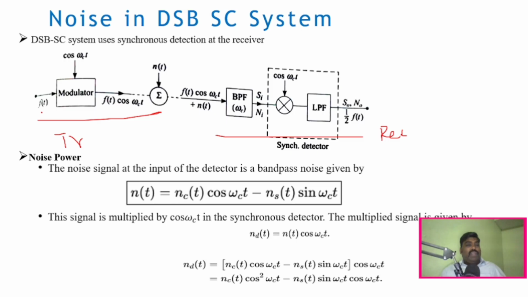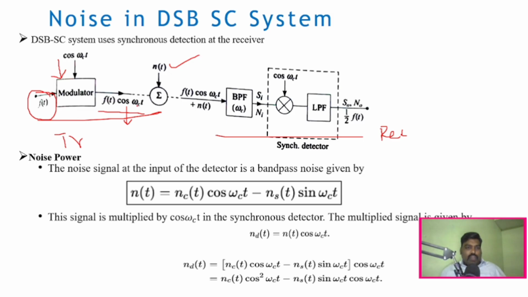So now, we know how the DSB-SC signal is generated. The original message signal f of t is multiplied with the carrier signal, and that is sent as the DSB-SC signal, which is f of t cos omega ct. This is the original DSB-SC signal, and now this signal is sent to the channel. What happens here? The noise gets added. So understand this block diagram very clearly so that you can follow the derivation in the same way.